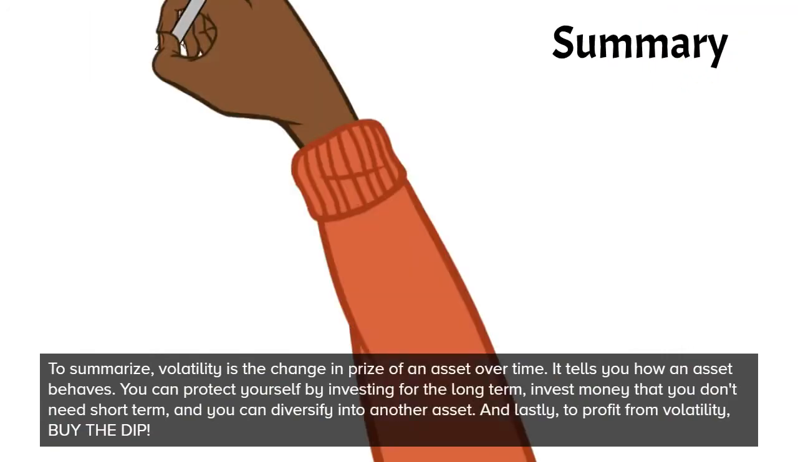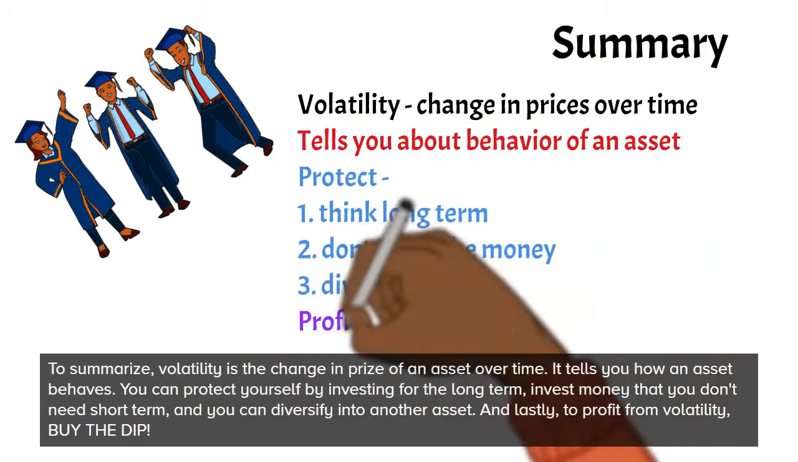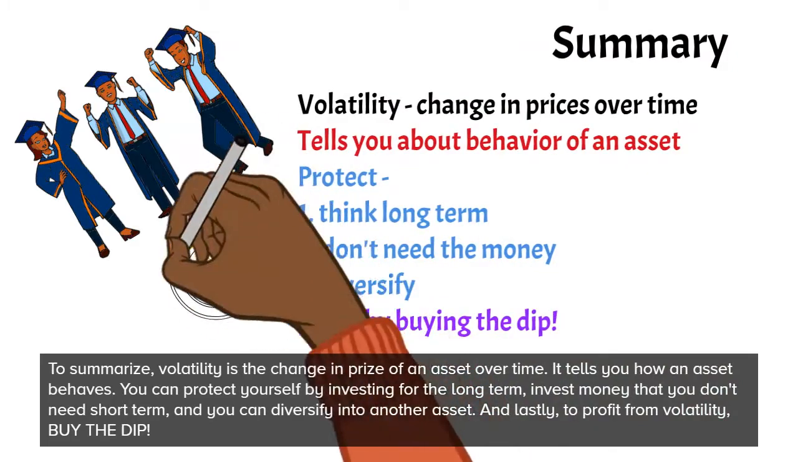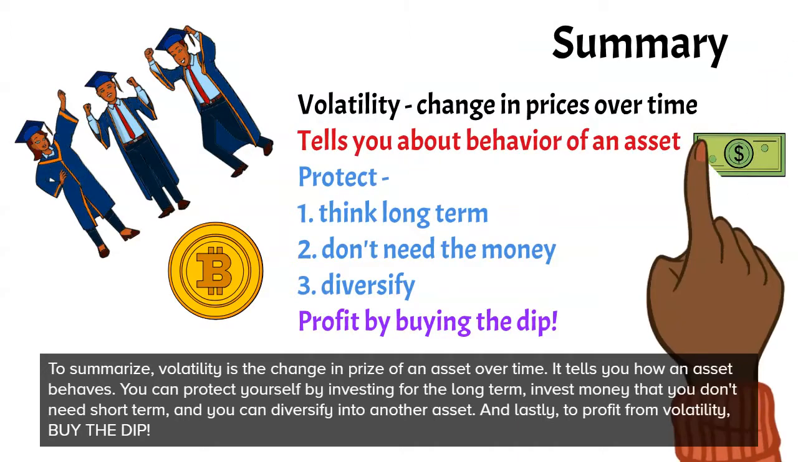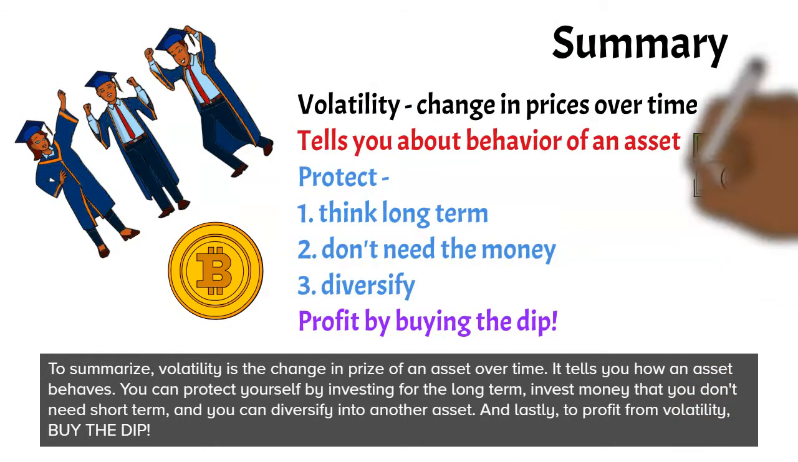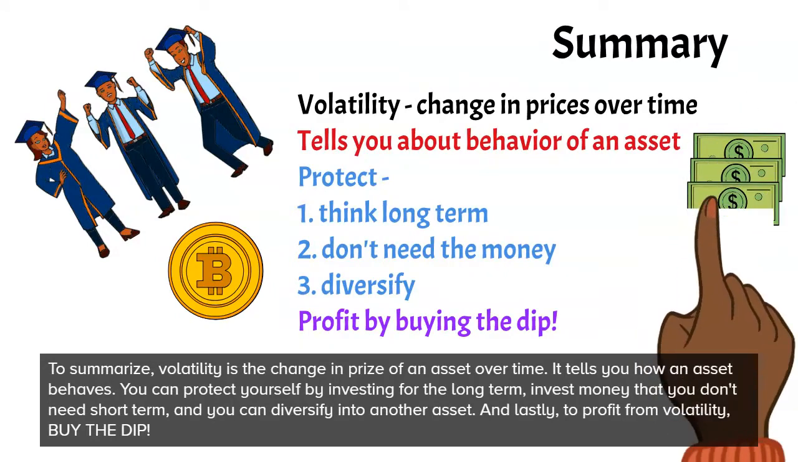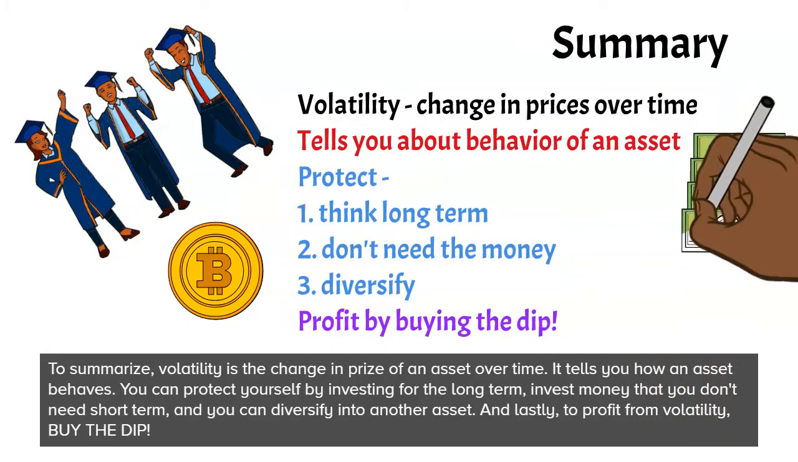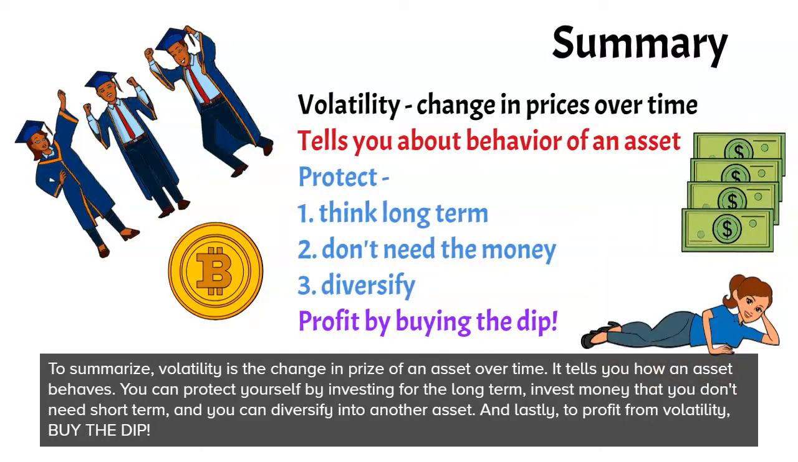Alright, so to summarize, volatility is the change in price of an asset over time. It tells you how an asset behaves. You can protect yourself by investing for the long term. You can invest money that you don't need in the short term. And you can diversify into another asset if it's too volatile. And lastly, to profit from volatility, buy the dip.